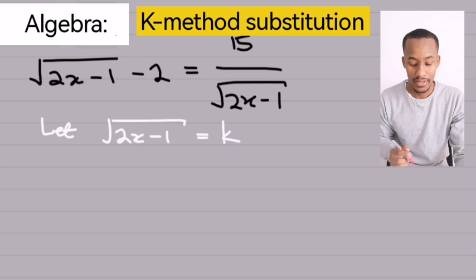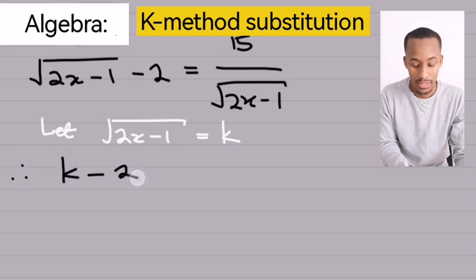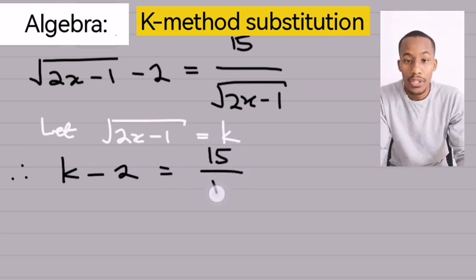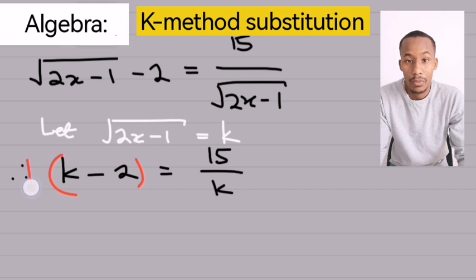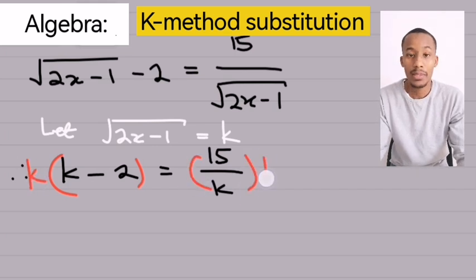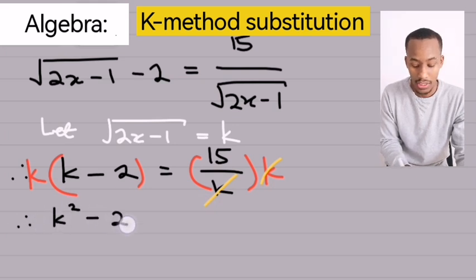And watch how we simplify this now. We now have k minus 2 equal to 15 over k. And this equation looks a lot simpler than the one you were just looking at. So let's solve this in the same way we did for the previous one. Multiply both sides by k. That gives me k squared minus 2k equal to 15.